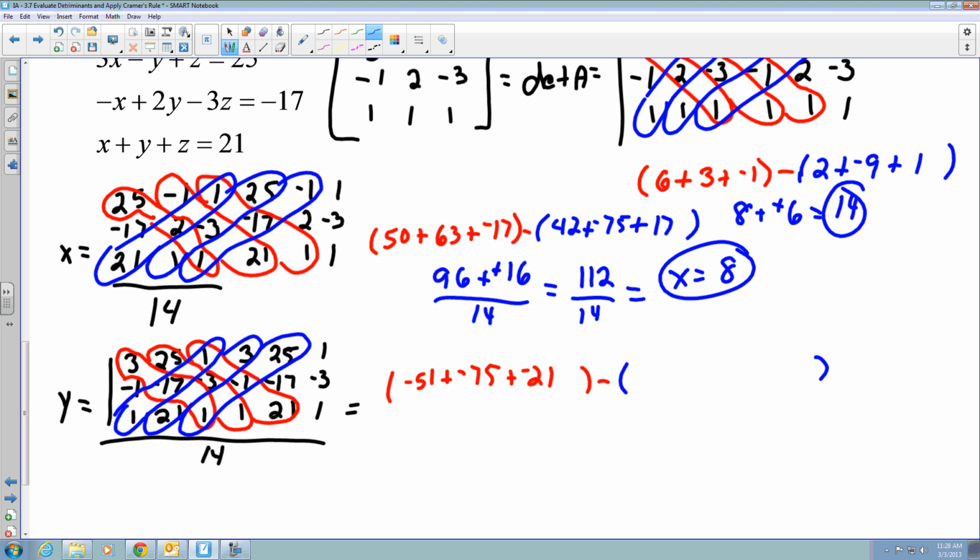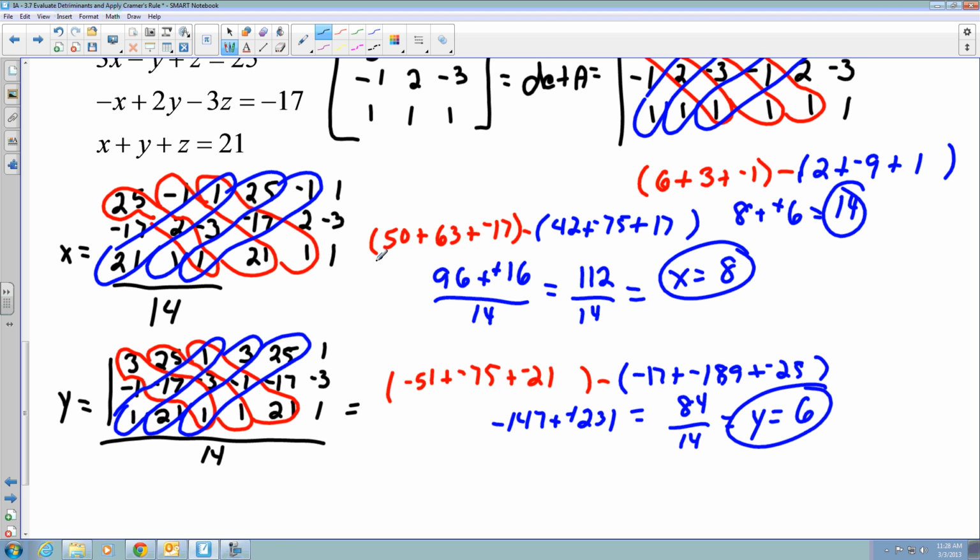So now I have 1 times negative 17 times 1, which gives me a negative 17, plus 21 times negative 3 times 3, which gives me a negative 189. And then I have 1 times negative 1 times 25, which gives me a plus negative 25. So the first parentheses will give me, what, negative 147 minus a negative 231. So this goes plus plus. So this ends up equaling 84. And then I divide that by 14, so my y then will equal 6.